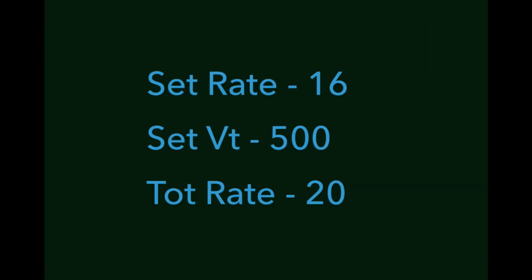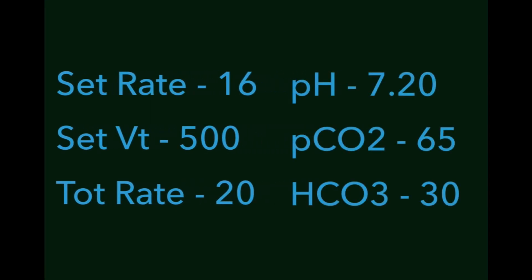So let's look at some settings and an ABG to test our understanding of this mode. So I've got my patient in assist control mode ventilation. Set respirations are 16, my tidal volume set at 500. However, my patient is breathing 20 times per minute. And I get this ABG back. And I want to get that CO2 down. So what's the best way to get that CO2 down?